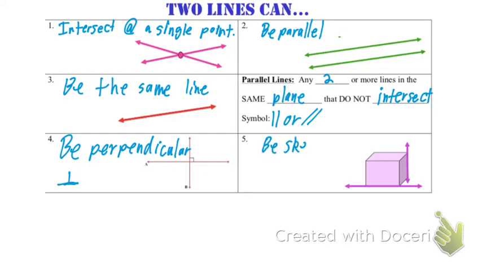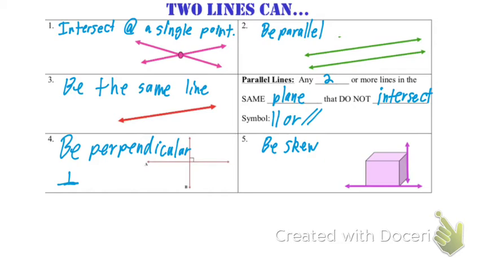And then the 5th option, they can be skew. Skew is when they're in different planes and they don't touch, they don't cross. So skew would be like this line up in the top corner of the room and this line over here on the bottom corner of the room. They don't touch, and they're in different planes.